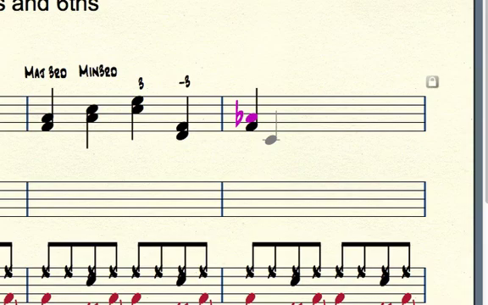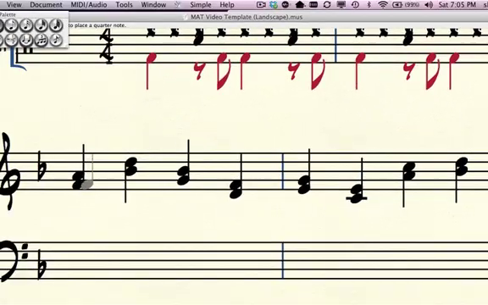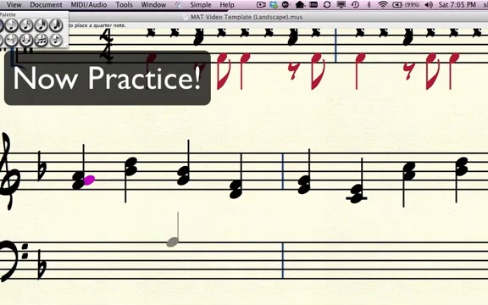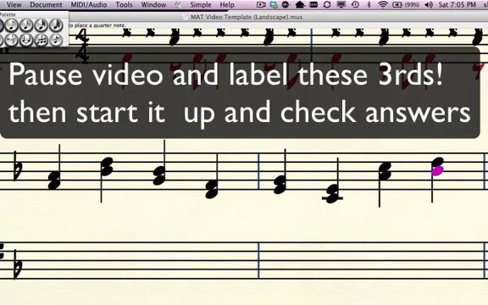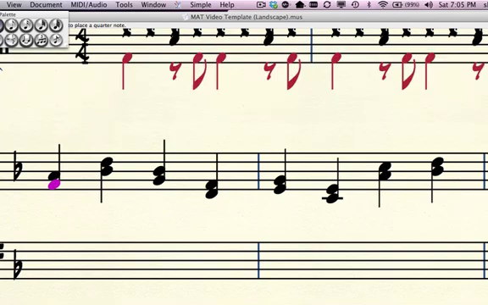Okay, so practice on the next group and then pause, I'll give you some more to practice on and then pause the video and then check your answers. Okay, please label these intervals. Oops, these intervals. Write them on a manuscript paper and then label them. And then pause the video and then start it up again and check your answers.